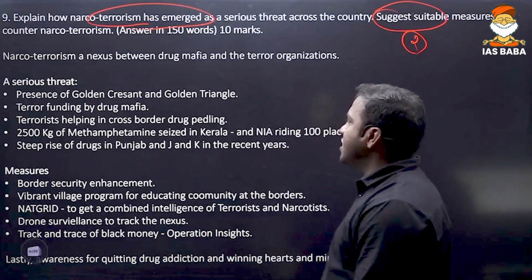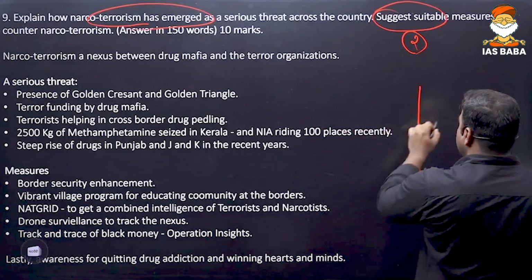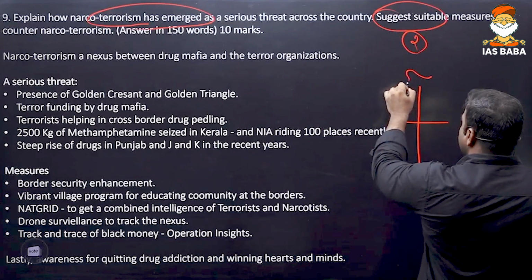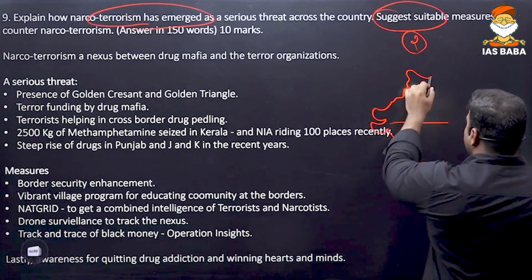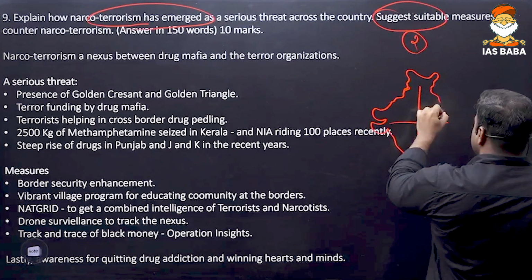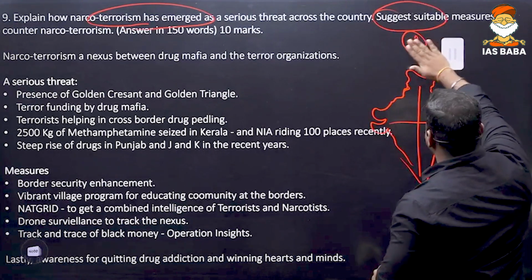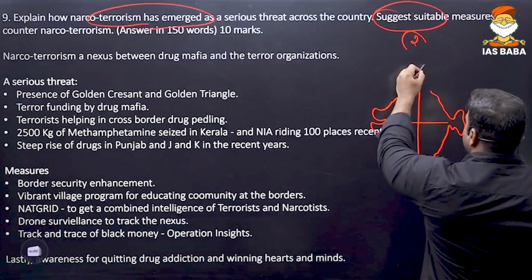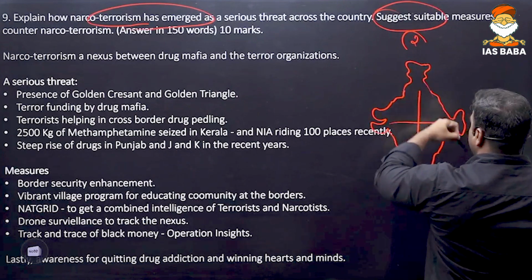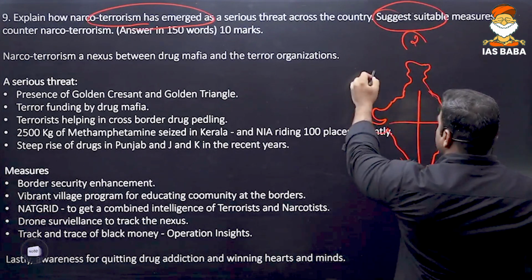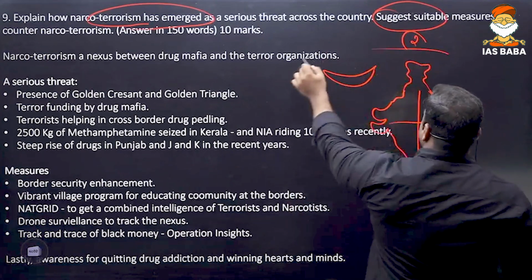Now, a presence of golden crescent and golden triangle. Here you can draw a brief diagram of India map and show where is golden crescent and where is golden triangle. Pardon if the India map doesn't come out well. Okay, done. So golden crescent, golden triangle. A small diagram to represent.